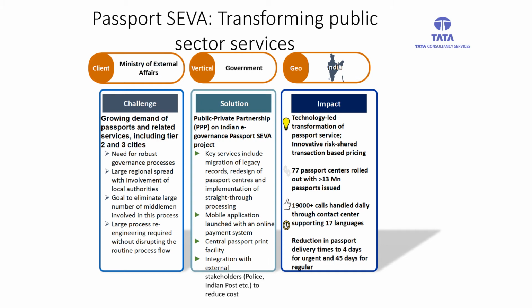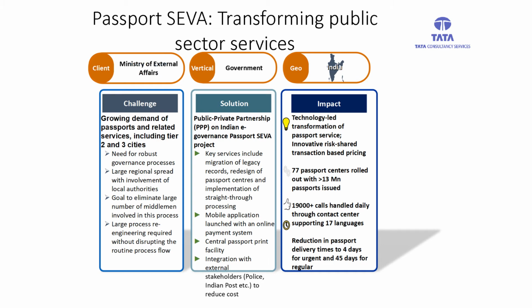So if you talk about the challenge, I think growing demand of passports and related services, including tier 2 and tier 3 cities, need for robust governance process, large regional spread with involvement of local authorities, goal to eliminate large number of middlemen involved in this process, large process re-engineering required without disrupting the routine process flow. And what was the solution that came out? The public-private partnership on the Indian e-government Passport Seva project had come up.